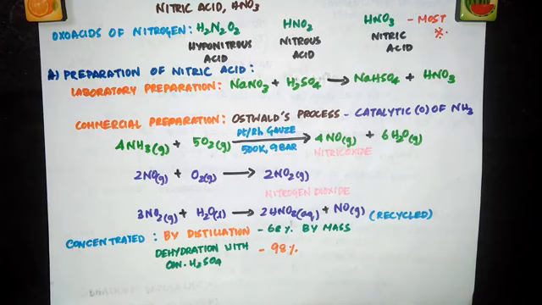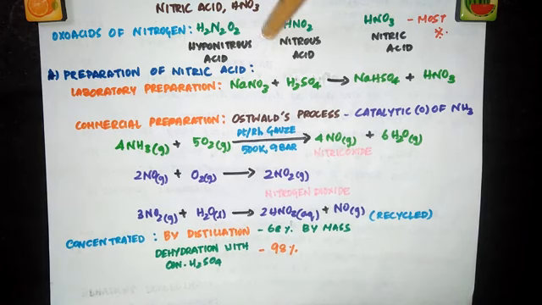You know what an oxo acid is? An oxo acid is an acid which contains oxygen. You know what an acid is? An acid is the one which donates an H plus, and if that H plus of the acid is linked to an oxygen, then we call that particular compound an oxo acid. So nitrogen is capable of forming three oxo acids: hyponitrous acid, nitrous acid, and nitric acid.